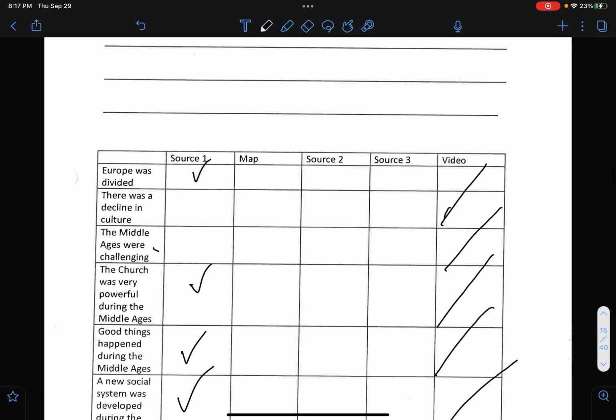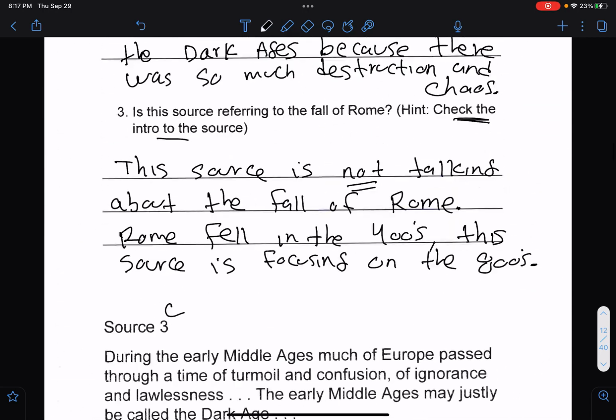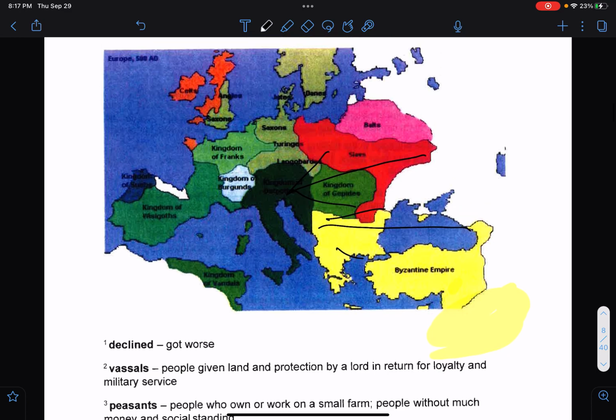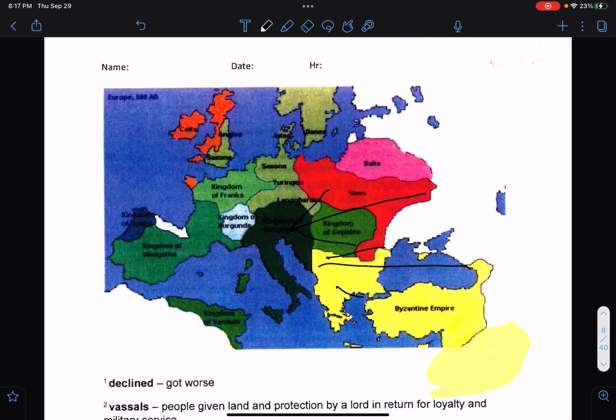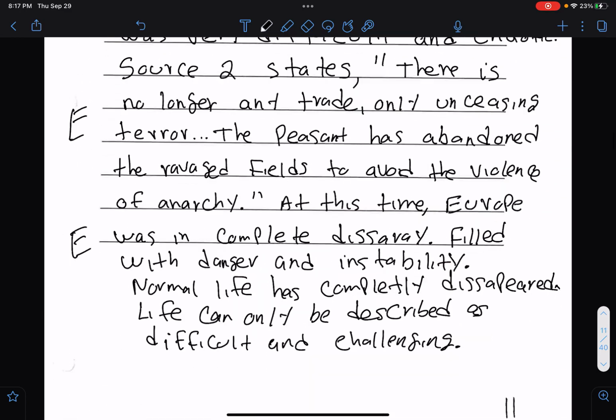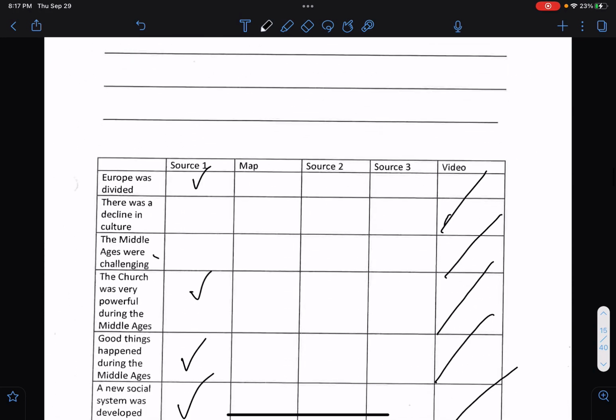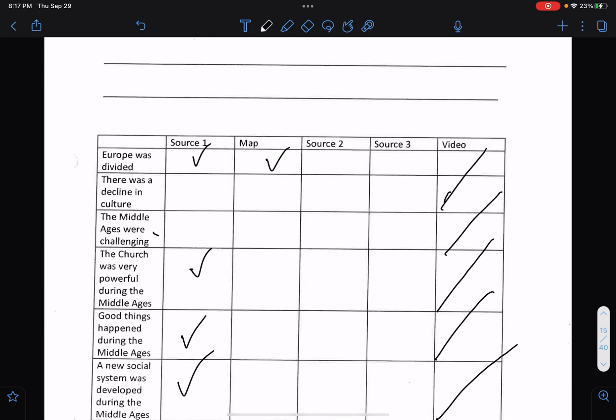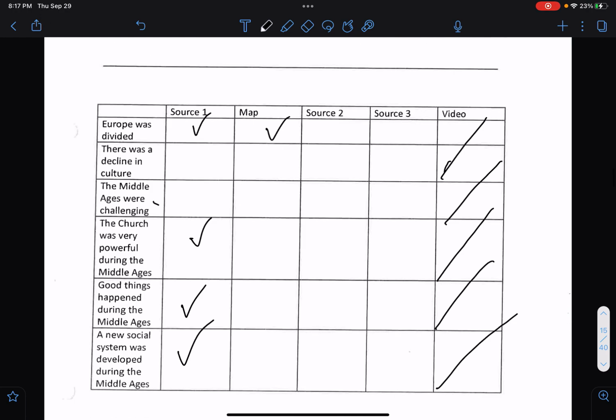Now, the map. That's this one. Does the map support that Europe was divided? It does. So we're going to put a check there. Does it support that there was a declining culture? No. That it was challenging? No. It doesn't support any of the other ones. It just supports that it was divided.